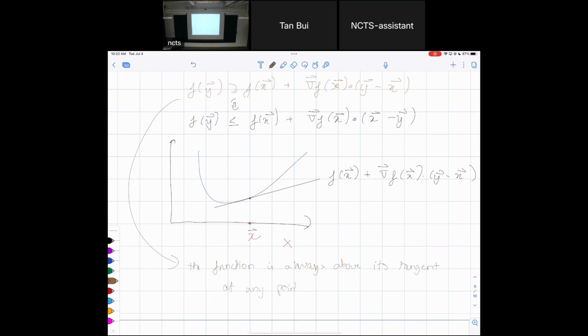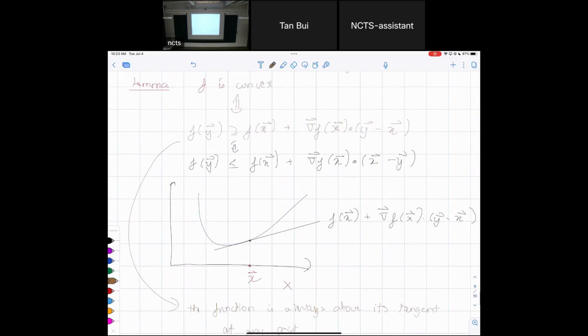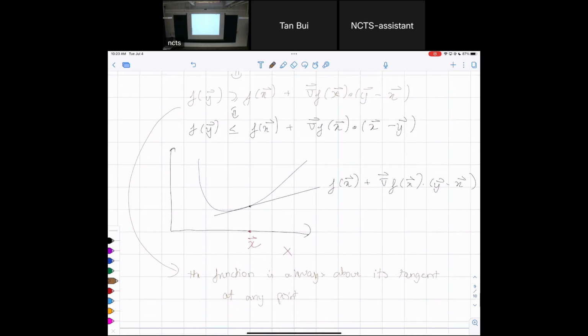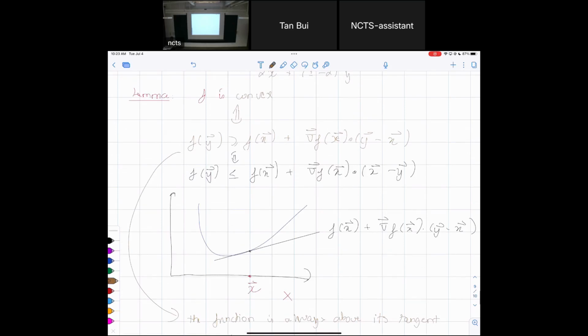So that's the intuition. You see that the proof is not difficult, and I'm going to skip it, okay? For the sake of time, the proof requires the definition of directional derivative. It's very easy, and I'm not going to go through it, but the intuition is very clear. If the function is convex, then it's going to be above any tangent at any point, regardless.